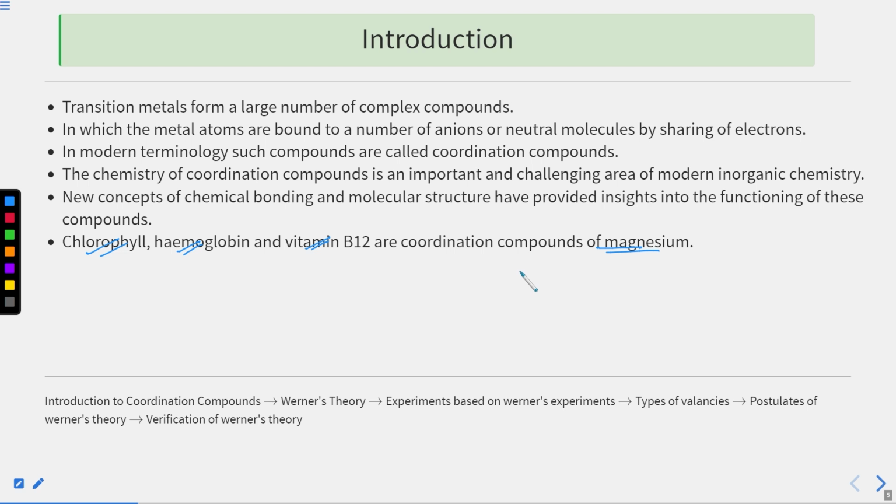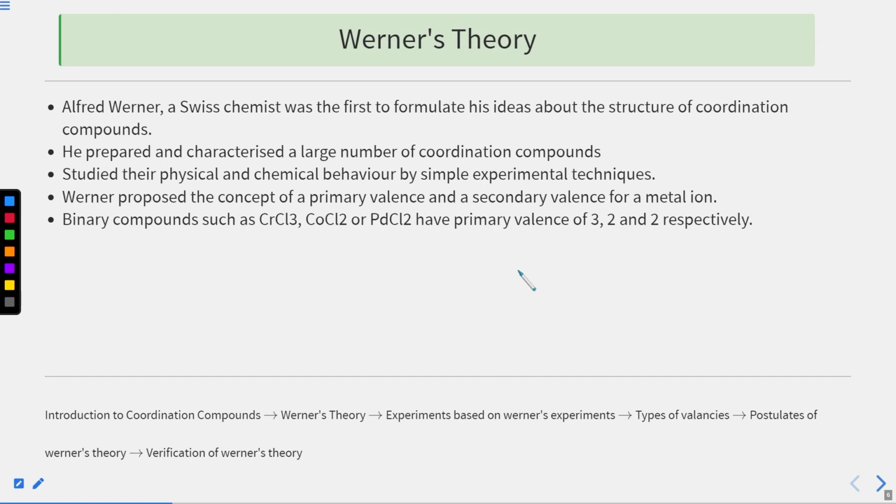Now let us look at the first theory, that is Werner's theory, that is given to explain the coordination compound. He was a Swiss chemist and he formulated his idea about the structure of compounds. For this, he prepared and characterized a number of coordination compounds with the help of simple experimental techniques. And in that process, he proposed the concept of primary and secondary valency. If you talk about binary compounds, say CrCl3, in which only two species are present, or CoCl2 or PdCl2, they have only the primary valency.